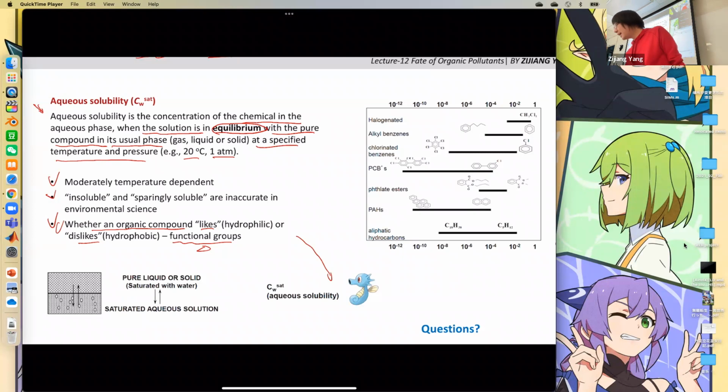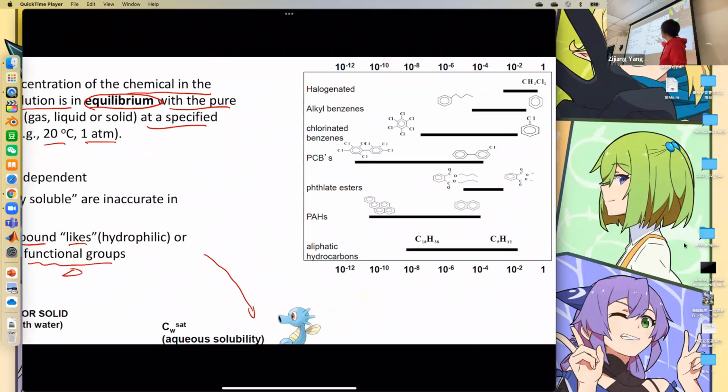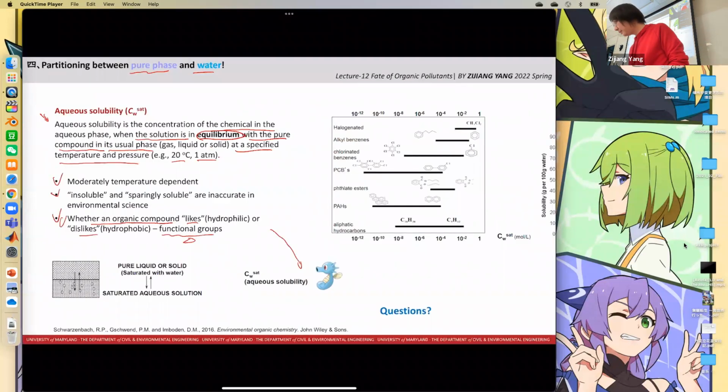And on the right side, we have the solubility of different chemicals. From this plot, we can see that generally smaller molecules usually have a large solubility, but large chemicals usually have smaller water solubility. And for this value, that's a question.